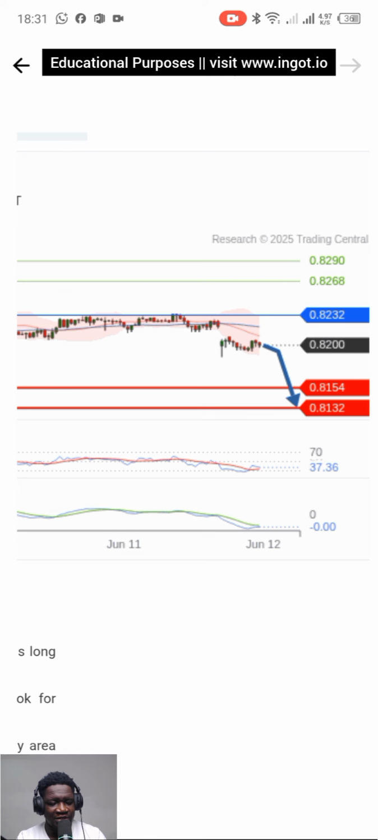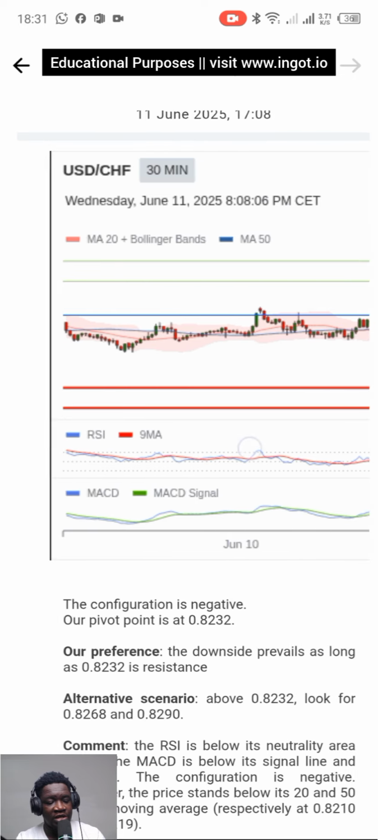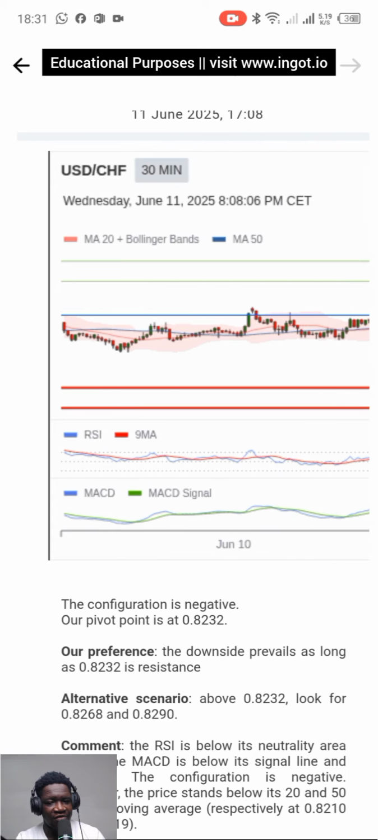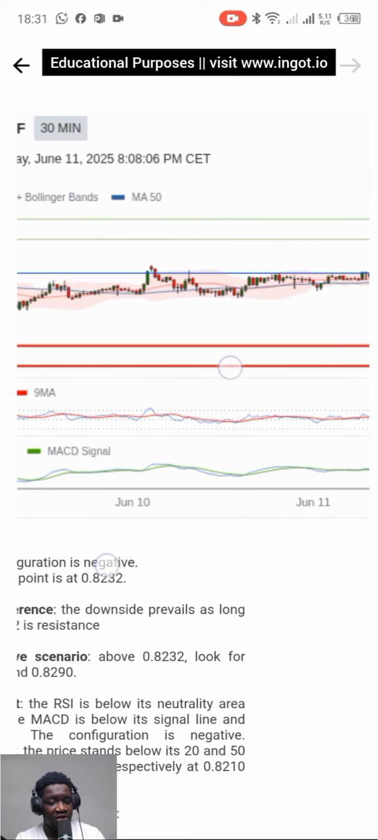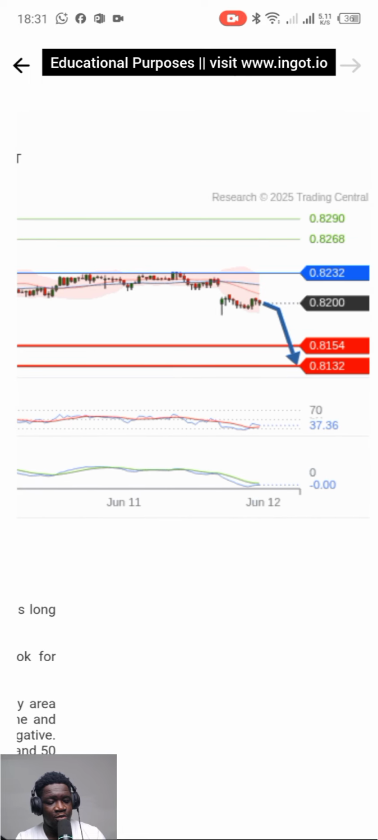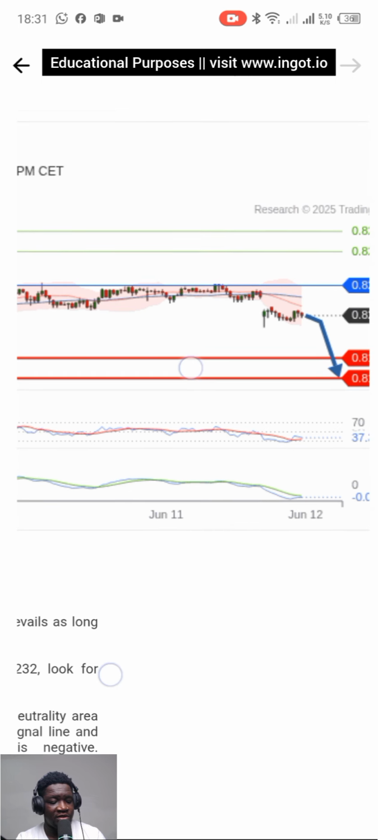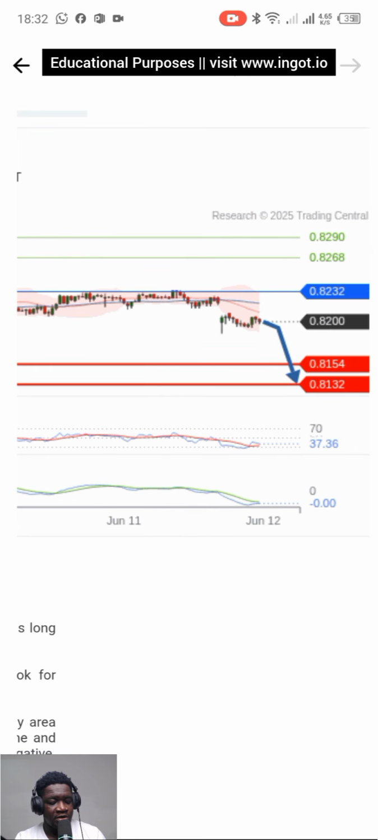Okay, so now let's execute this trade. The arrow just tells you that it's going to go down, or there are high chances it's going to go down. So what's the entry price? 0.8200, and the instrument we want to trade is USDCHF. Let me take a screenshot of this. Okay, 0.8200. We want to now place our trade.